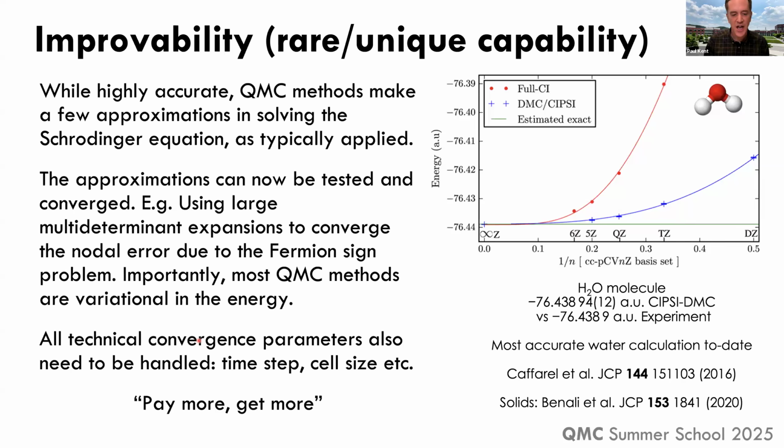There are a few others. Of course, there are other technical convergence parameters that need converging. Most notably, in a periodic system, the cell size has to be large enough. But the way I like to think of this, at least informally, is now we have a pay more, get more method, so we can increase the computational cost and steadily improve the accuracy of the results if we want to. And that was something that wasn't done until maybe 5-10 years ago.